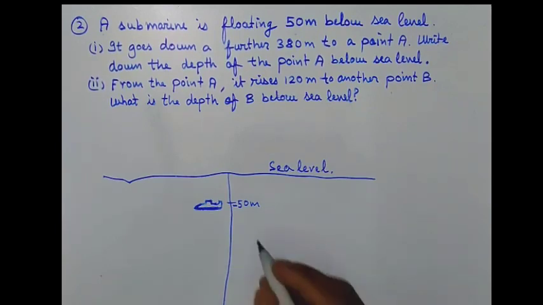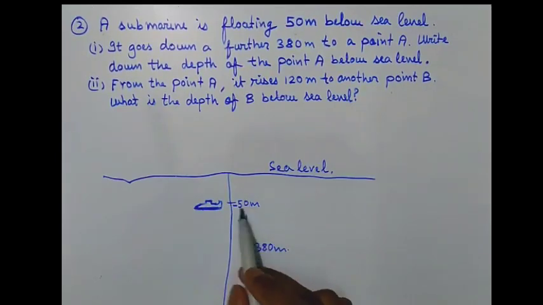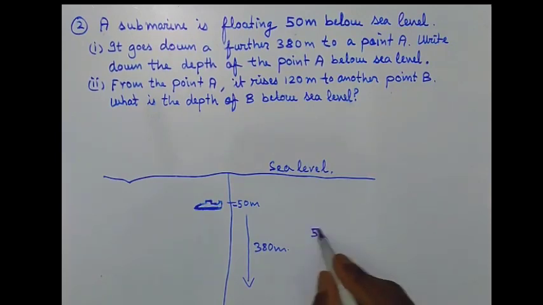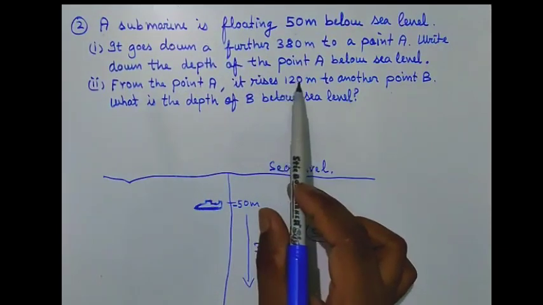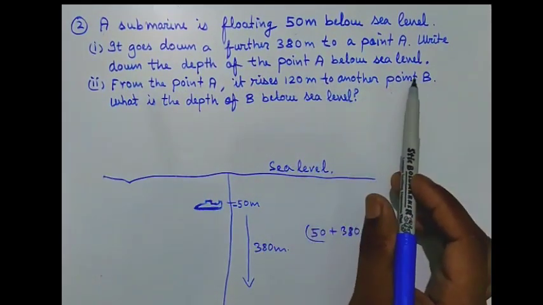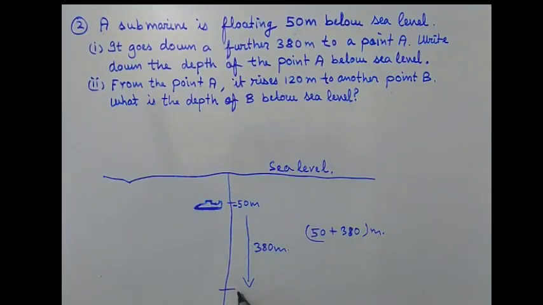So it goes down further by 380 meter. Here it was 50 meter. Now further we'll increase it by 380 meter, means we'll just add them, 50 plus 380 meter. That will be the depth, right? So we can find that out. And then from point A it rises 120 meter to another point B. We do not know this point, so let this point be A. When we add it up, we'll get the result here.